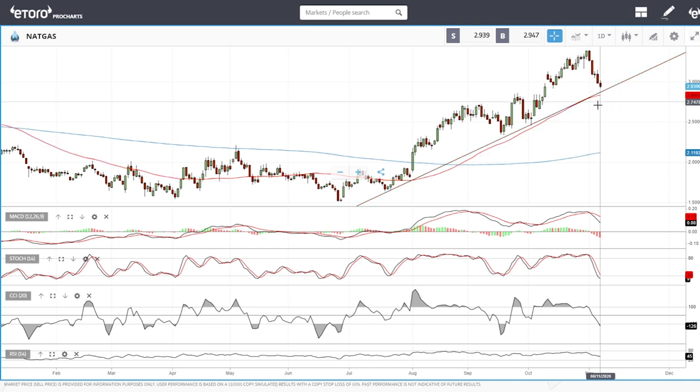And if this breaks, then of course we are going much lower. That means that we are probably going all the way down to the 200 moving average. But that's why you have stop losses and so on. So this is very interesting, what basically will happen here next week, because we are at major support at this time.